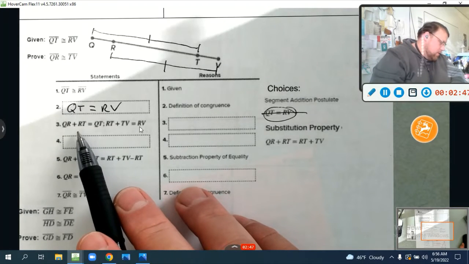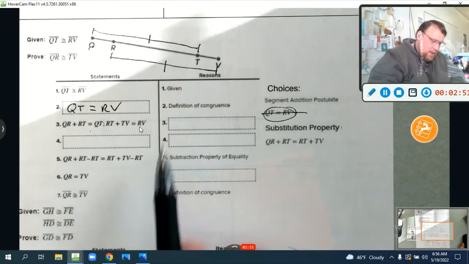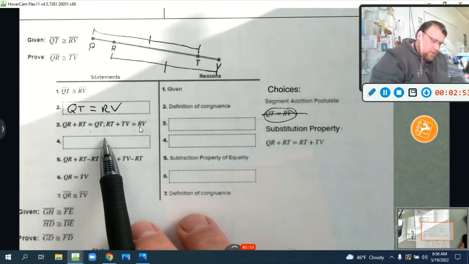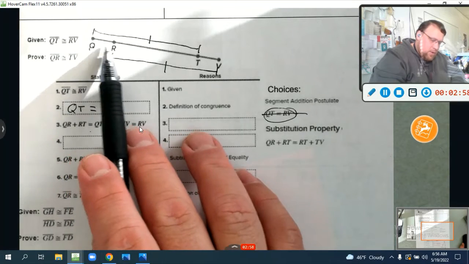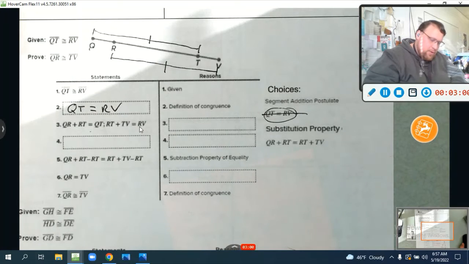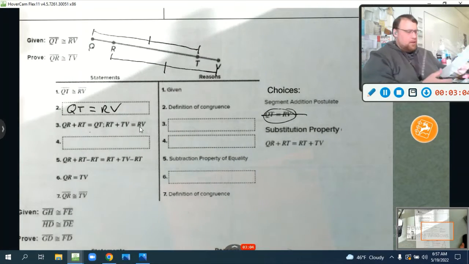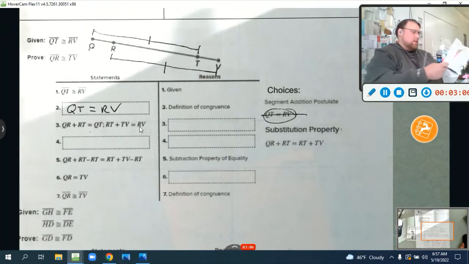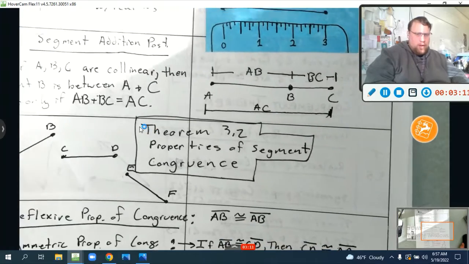It says QR plus RT. So that says QR plus RT is equal to QT, right? And what that comes off of, if you look on your list, we've got some new postulates right here, which I go over in another video.